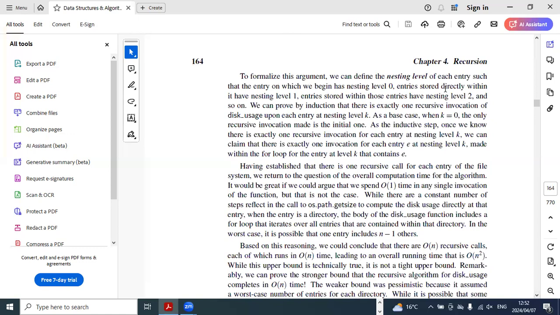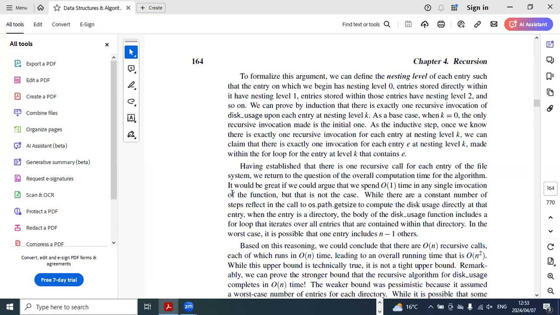To formalize this argument, we define the nesting level of each entry such that the entry at which we begin has nesting level 0, and entries stored directly within it have nesting level 1. Having established that there is one recursive call for each entry of the file system, we return to the equation of the overall computation time for the algorithm.